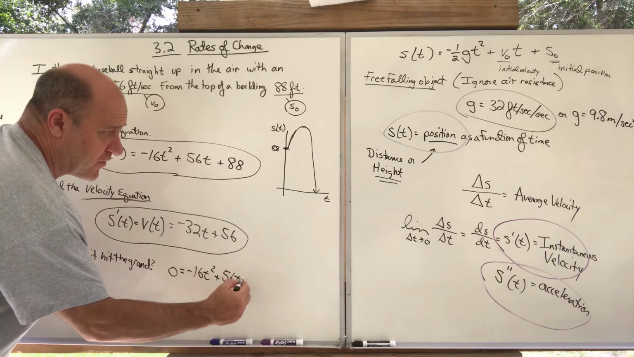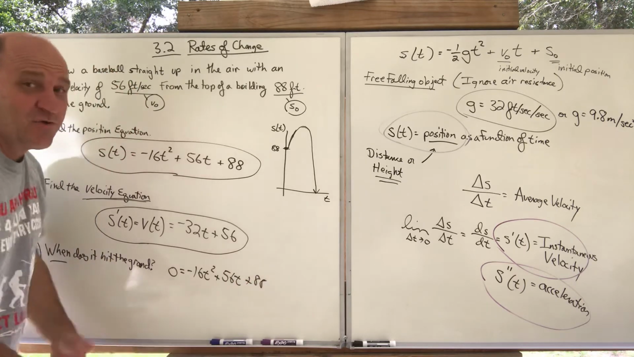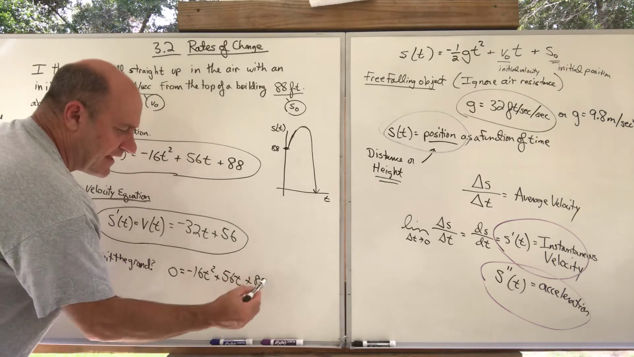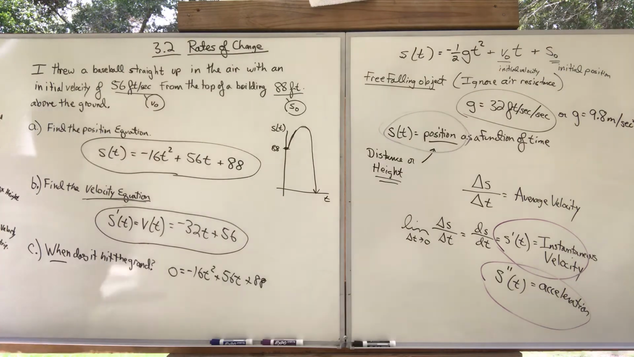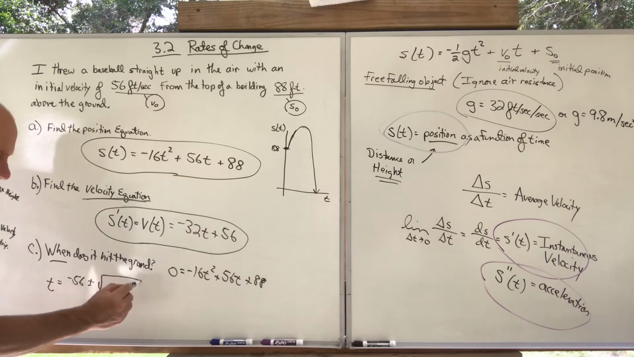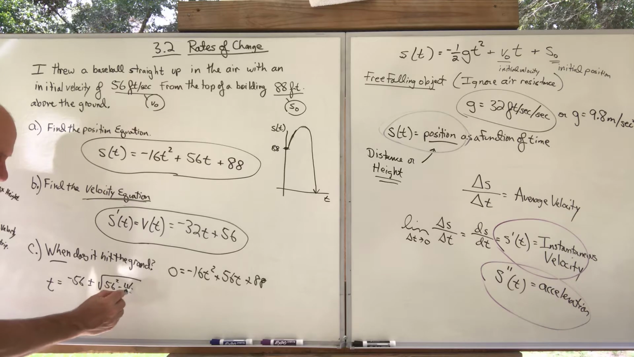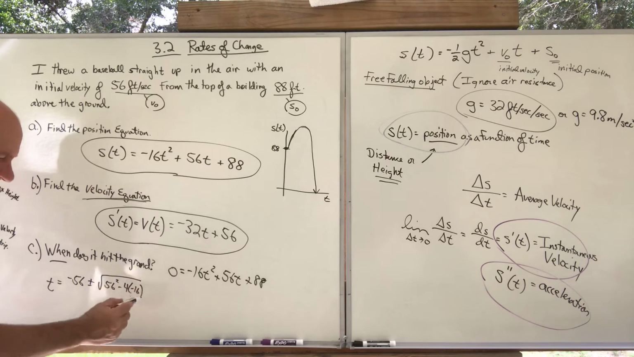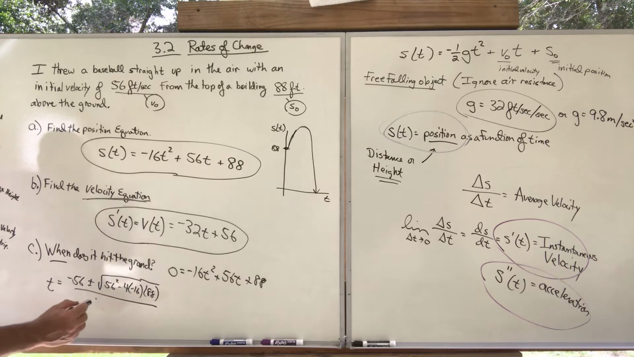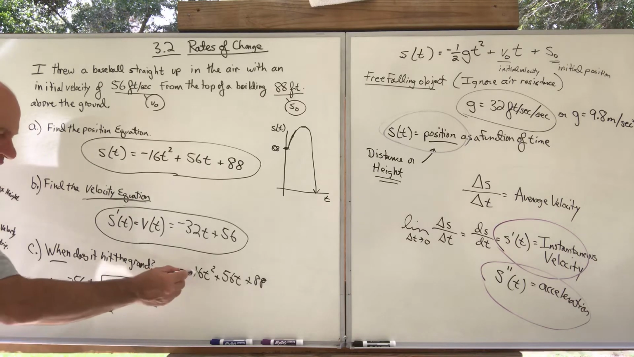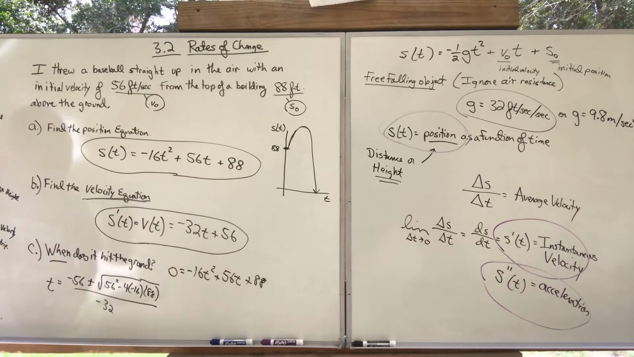In order to solve a quadratic equation, I think you need the quadratic formula. I like the quadratic formula. I'm a big fan of the quadratic formula. I'll help you with it. T is negative b plus or minus the square root of b squared minus 4 times the a, which is negative 16, times the c, which is 88, all over 2 times a, which is negative 32, 2 times negative 16.